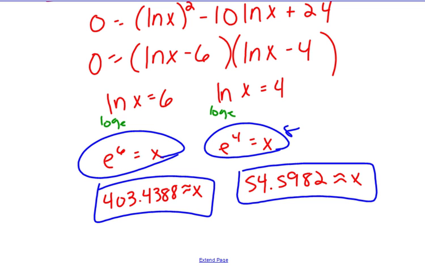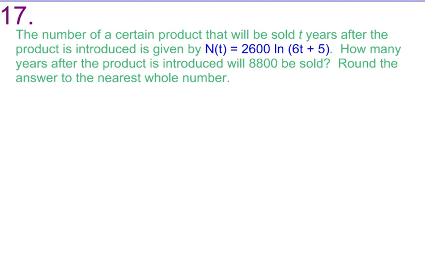Our last problem then you'll see is a word problem. It says the number of a certain product that will be sold t years after the product is introduced is given by this function, N of t equals 2600 natural log of 6t plus 5. How many years after the product is introduced will 8800 be sold? Round the answer to the nearest whole number. So time is years, right? T is years. So how many years after the product is introduced will 8800 be sold?